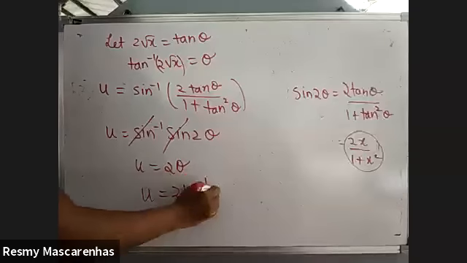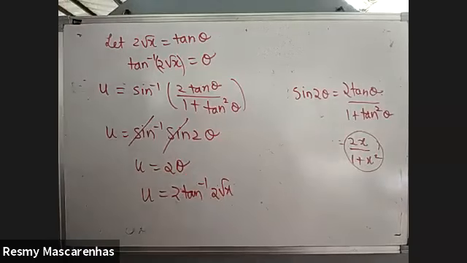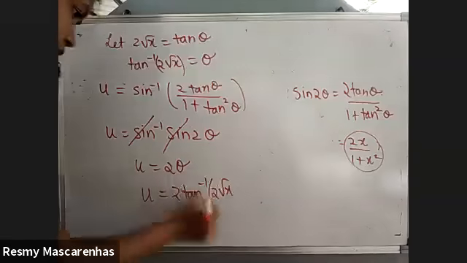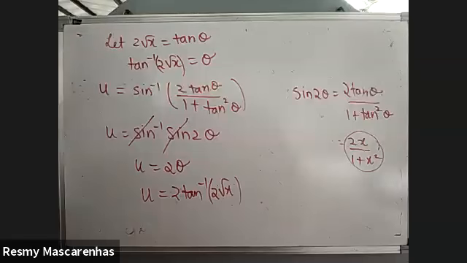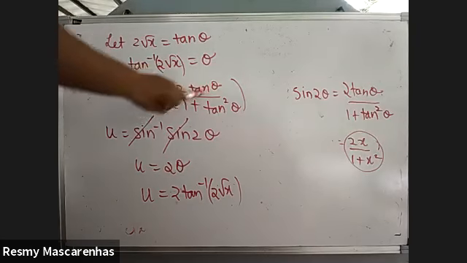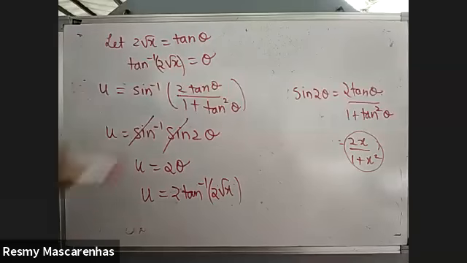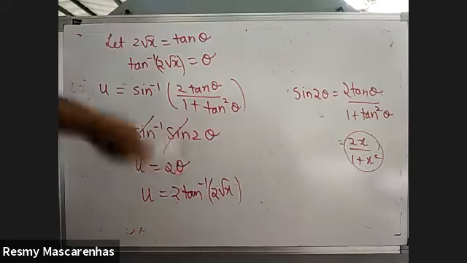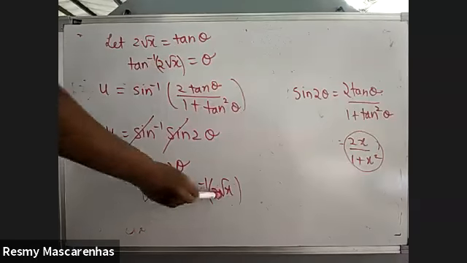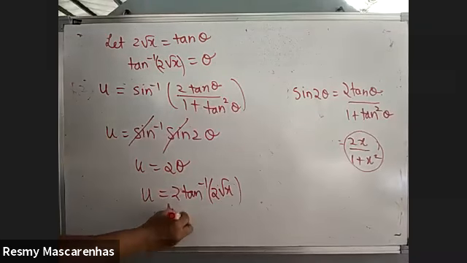u will be nothing but 2 tan inverse of 2 root x. And now find the derivative. Okay, so this I've substituted: 2 tan theta upon 1 plus tan square theta is nothing but sine 2 theta. Sine inverse and sine will cancel, leaving 2 theta. Theta I've just substituted back, it is nothing but tan inverse of 2 root x. Now differentiate with respect to x.